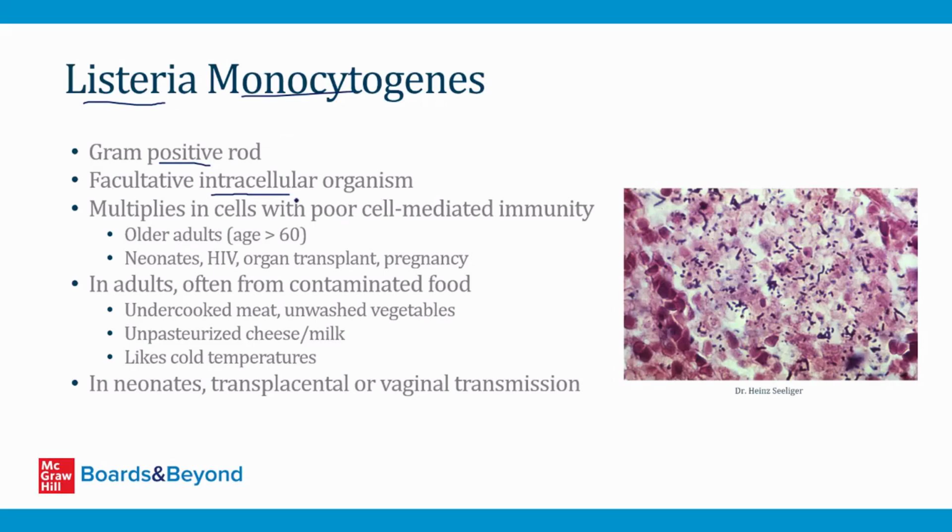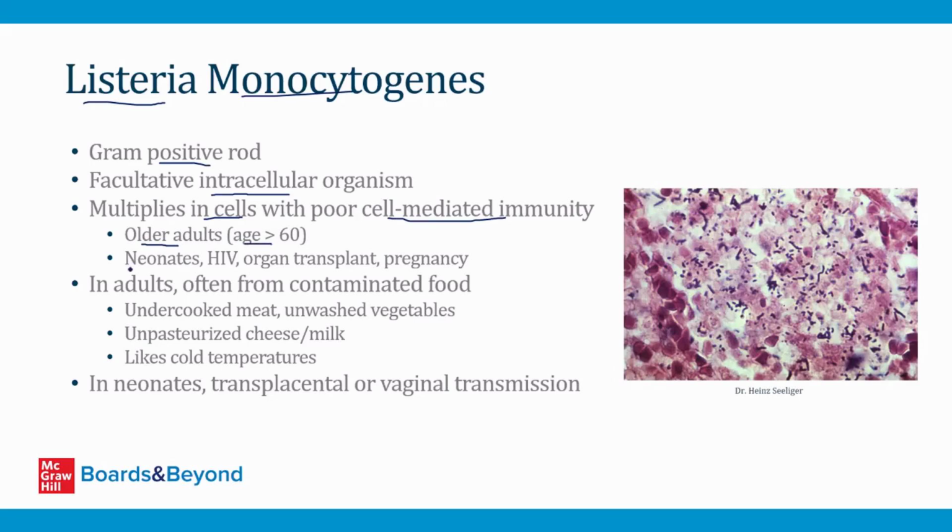It does not have a polysaccharide capsule like the bacteria on the last slide, and that's why it less commonly causes infection than some of those more virulent bacteria who have true polysaccharide capsules. The thing to know about Listeria is that it multiplies inside of cells when there is poor cell-mediated immunity for some reason. So Listeria more commonly affects older adults over the age of 60.